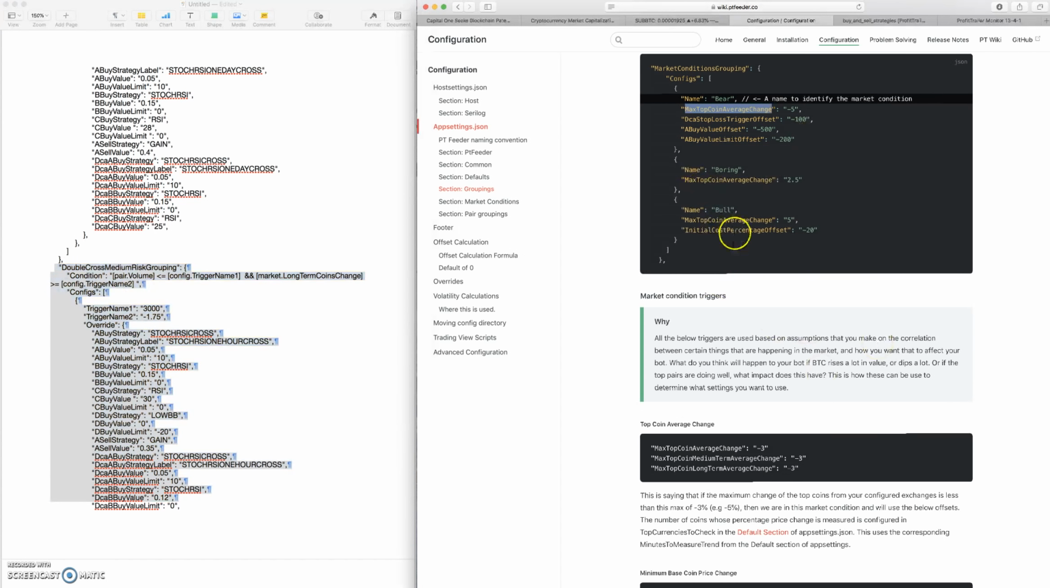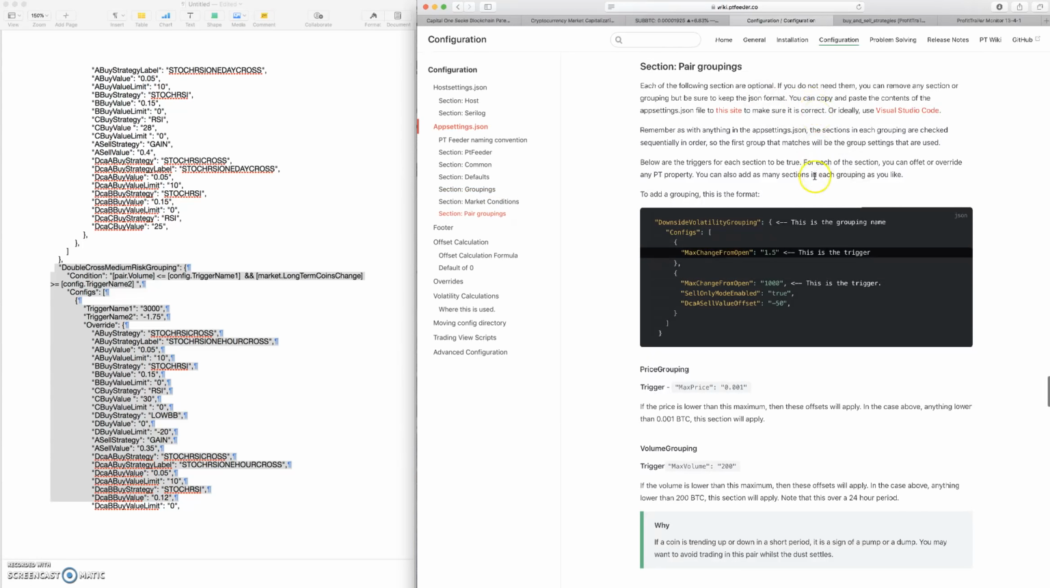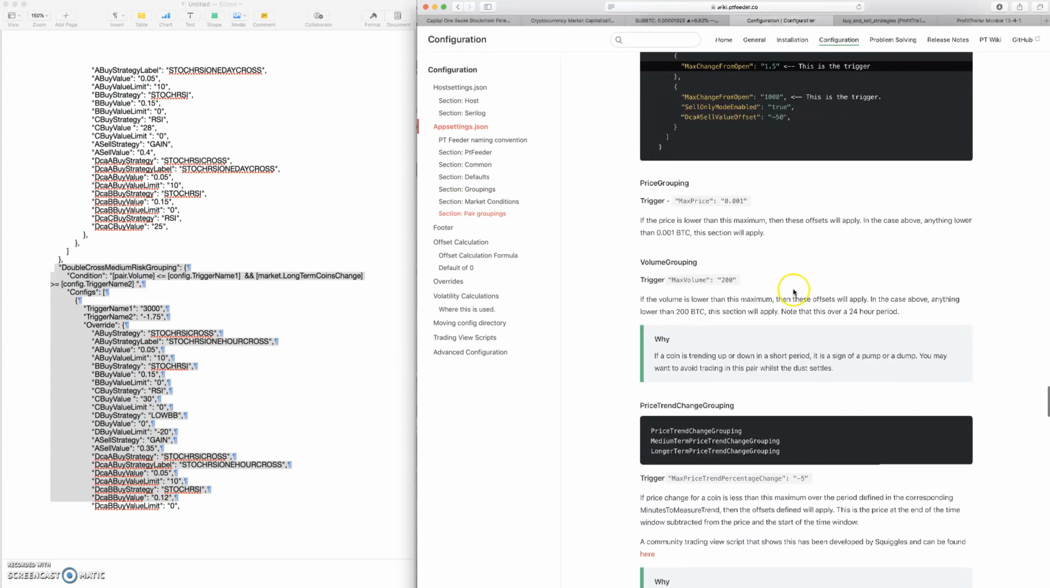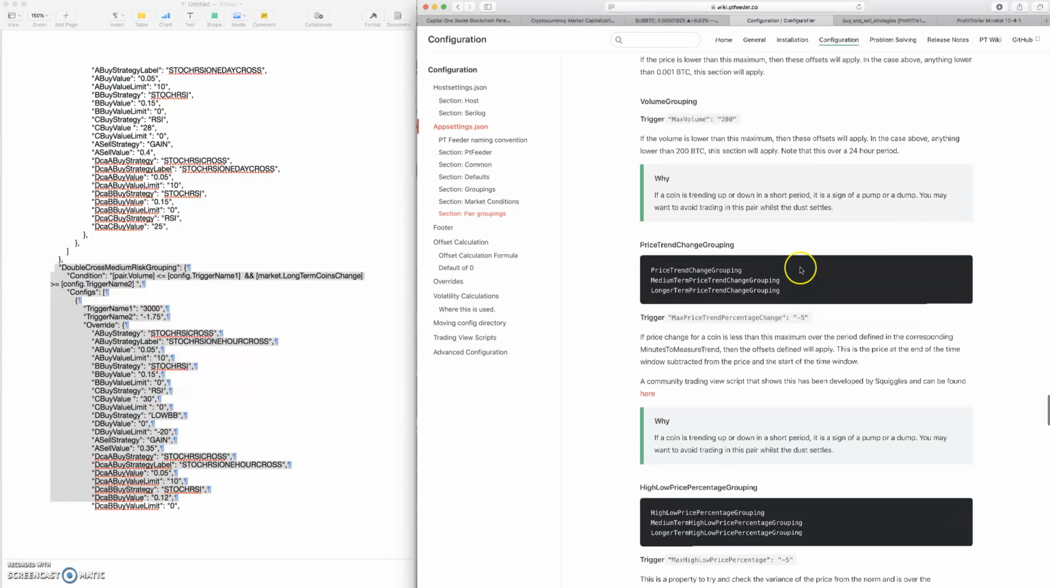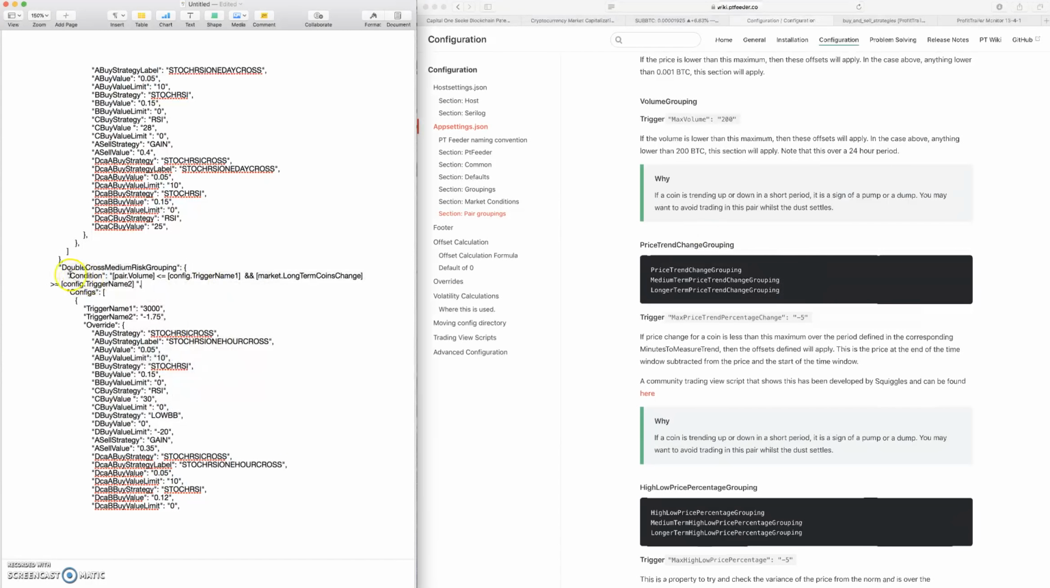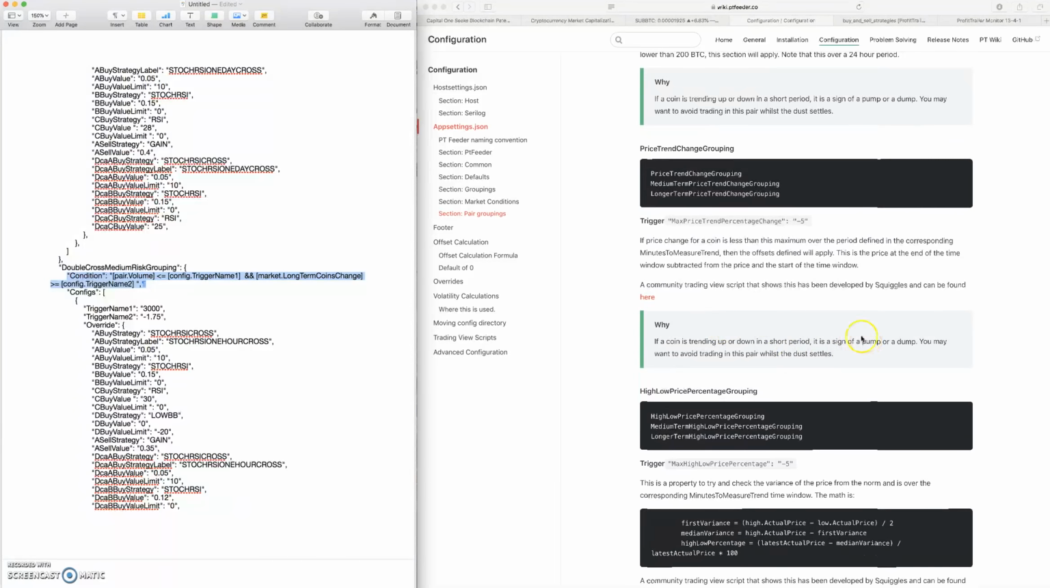So right here, we're in the market conditions groupings. If we go down to the pair groupings, you can see that there is a ton of different things that we can use to develop different equations like this one. And so what we'll do is we'll kind of go over how this works and kind of how it affects our trading and how I'm more comfortable with using this stuff.